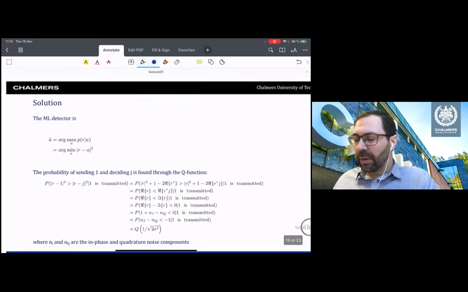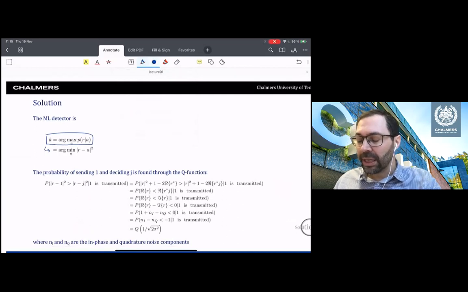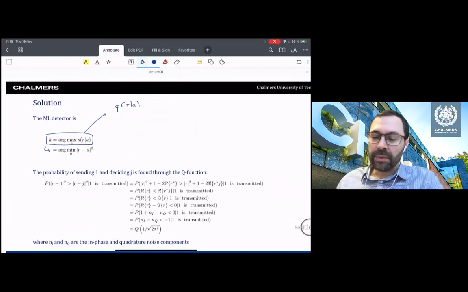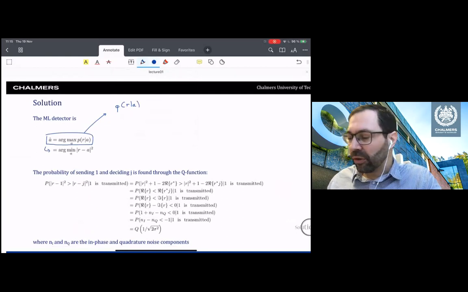All right, the maximum likelihood detector is given by this expression. Here I immediately give the final result, which is called minimum Euclidean distance detection. You find the A that is closest to the observation. It is good to spend a little bit of time to get to that solution. So P of R given A. In this distribution, the only thing that's random is the noise, so it should be something Gaussian.